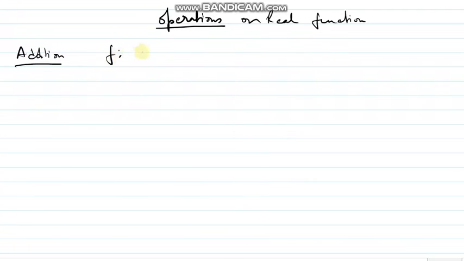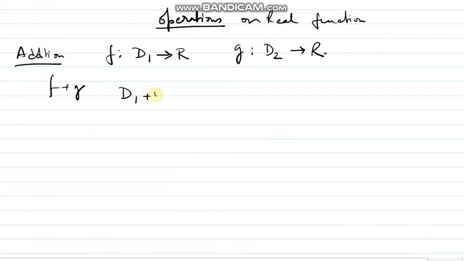Suppose the first function f is such that the domain of f is defined as d1, and the second function g is such that the domain is d2 to r. Then their sum f plus g we can define as d1 plus d2, or not d1 plus d2, I should rather write this as d1 intersection d2 to r. I'm going to discuss all this with one example later on in this video.